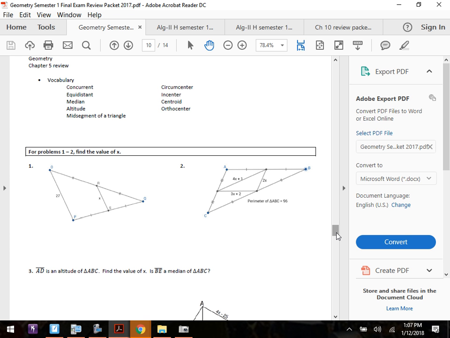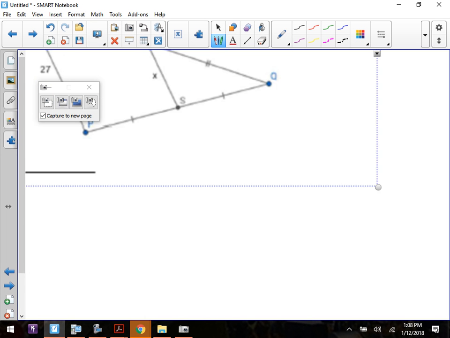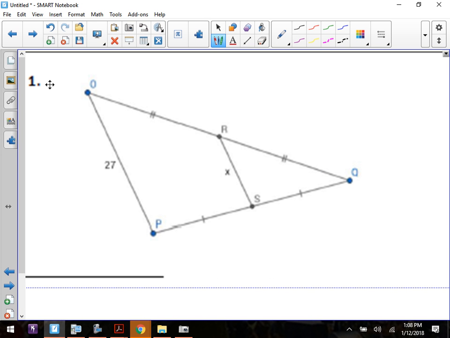And then it's just a matter of solving for x in the first few. First one, you have a mid segment. RS has to be a mid segment because it connects the midpoints of a triangle. Mid segments are parallel to the side it doesn't touch. They're equal to half the side it doesn't touch. Therefore, x is going to equal half of 27. So depending upon what the answer is, it could be 27 over 2 or 13.5.